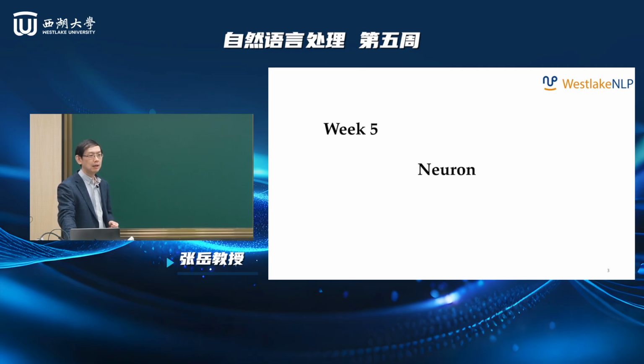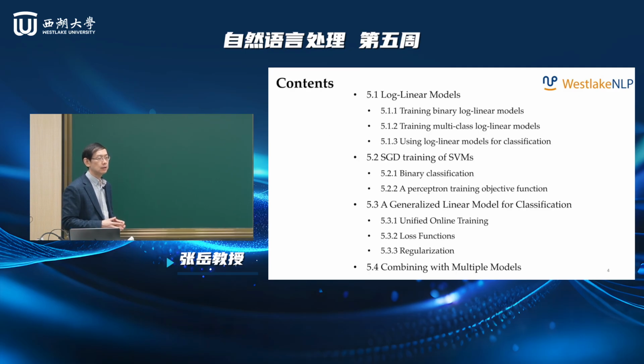So the plan is like this. We will discuss 3 main topics. In the beginning, we will learn another linear model called log linear models. That's in addition to perceptron and SVM, which we have learned. And second part, we will learn SGD. It's an optimization algorithm, which we will see for both linear models and neural networks. And third, we will discuss the neuron.